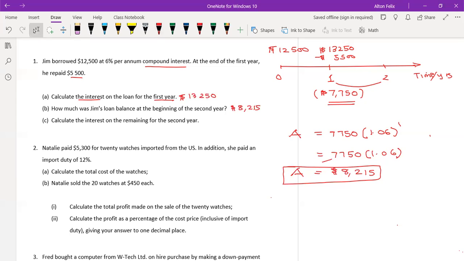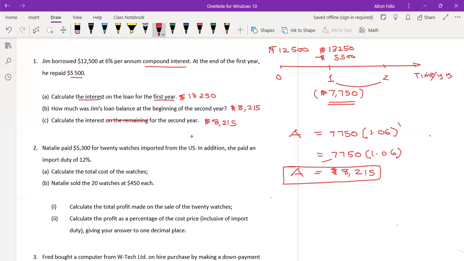So we're subtracting those numbers there, and let's find the interest over that second year, right? First into the second year. Okay, so 8,215 minus 7,750. Okay, so the interest there was just $465. Right, so calculate the interest for the second year. So we just put a line through this. Calculate the interest for the second year.